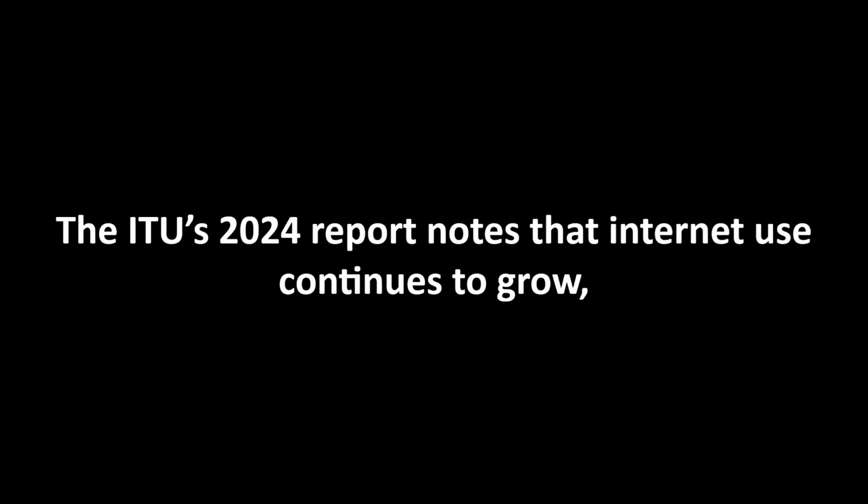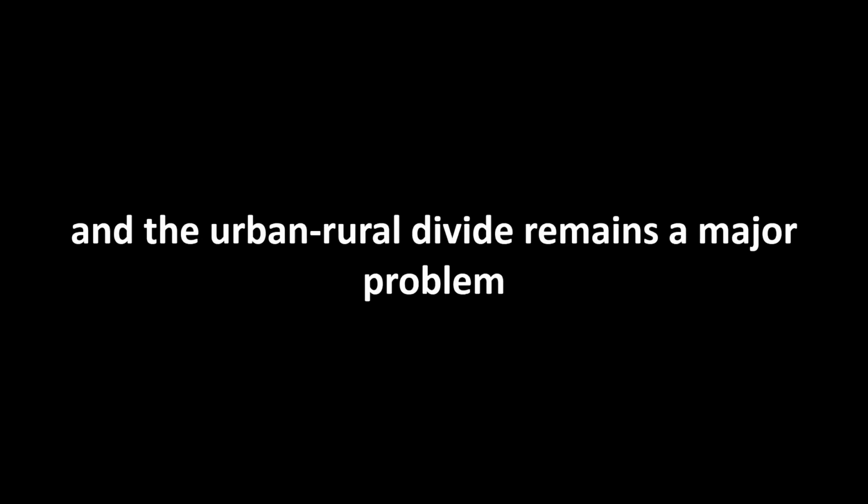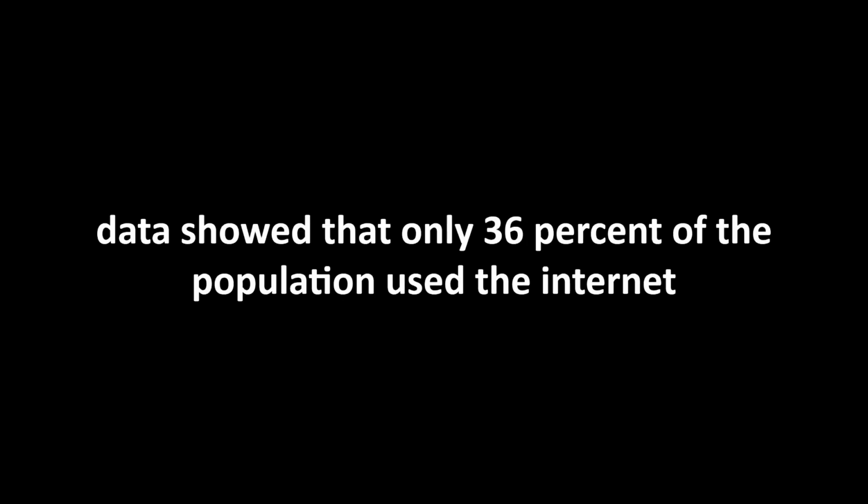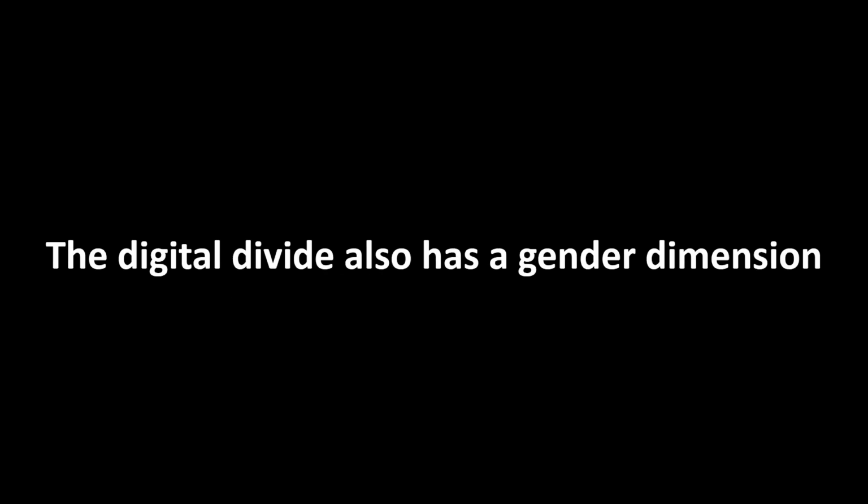The ITU's 2024 report notes that internet use continues to grow, but universal connectivity remains difficult, especially in low-income regions, and the urban-rural divide remains a major problem. In least developed countries, earlier ITU data showed that only 36% of the population used the internet in 2022, compared with 66% globally.